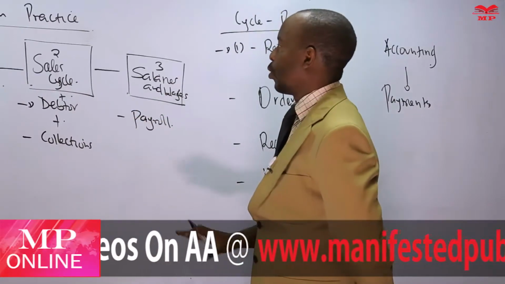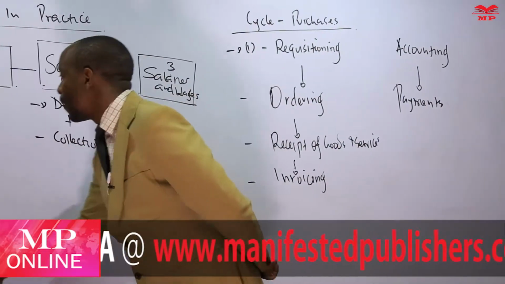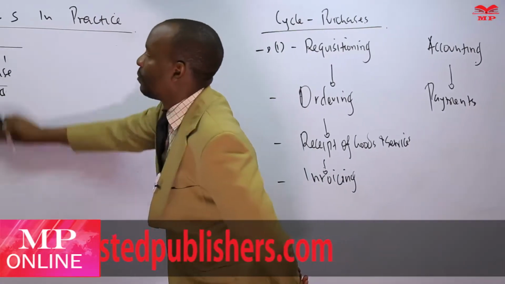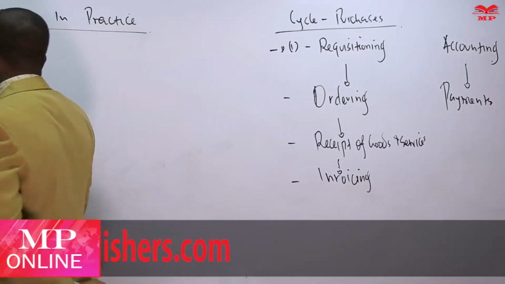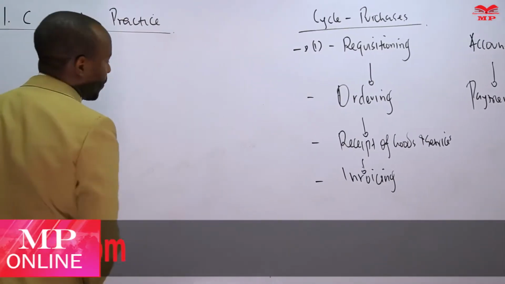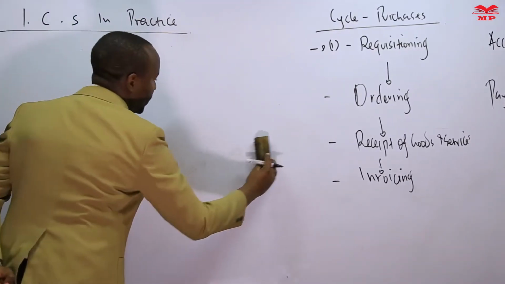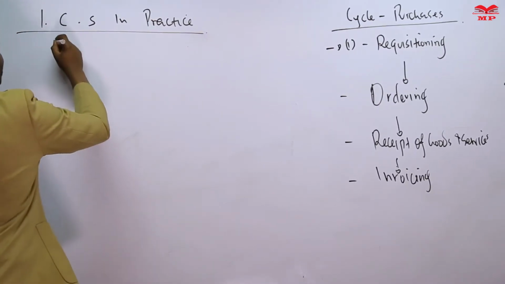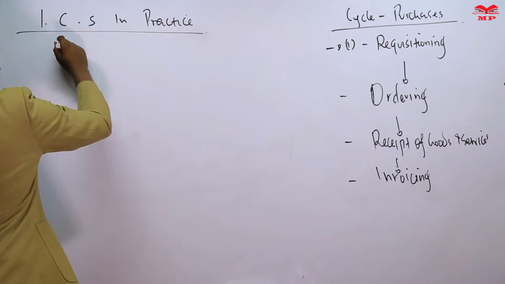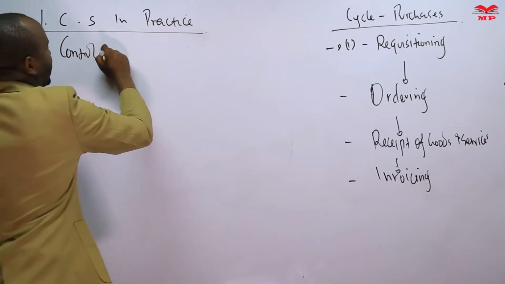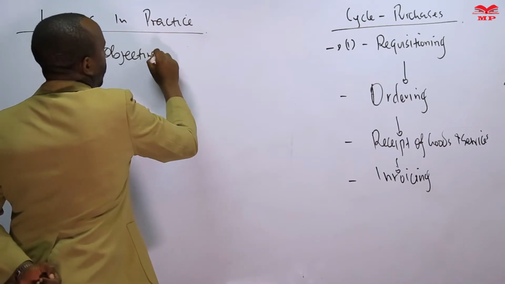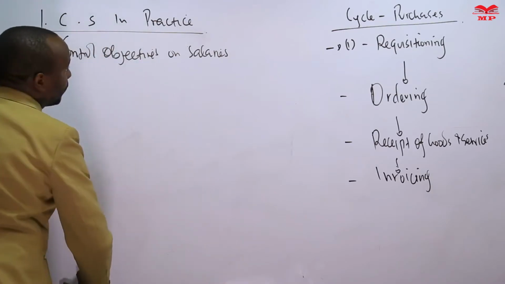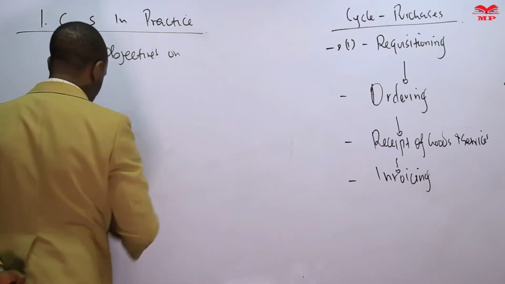We'll be coming to the sales cycle, and then maybe to salaries and wages. In this part of purchases, each particular stage has an objective. So I'm looking at those particular activities, and I'm introducing the objective. This one is called the purchases cycle objective or control objectives. Sorry, it's not salaries and wages, it's purchases and payments, or purchases and creditors.